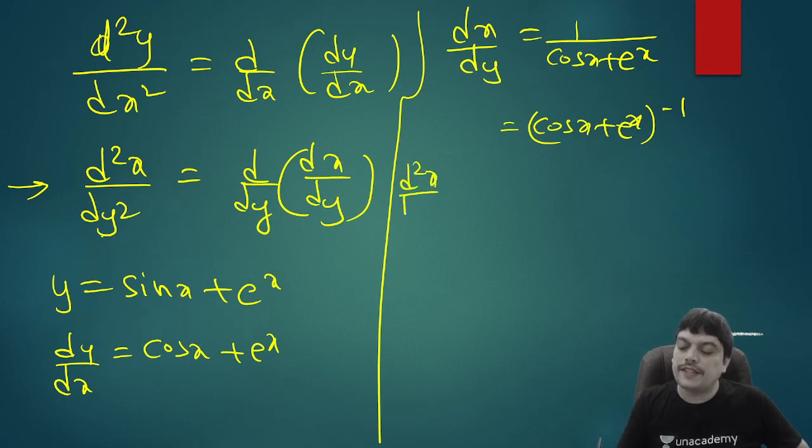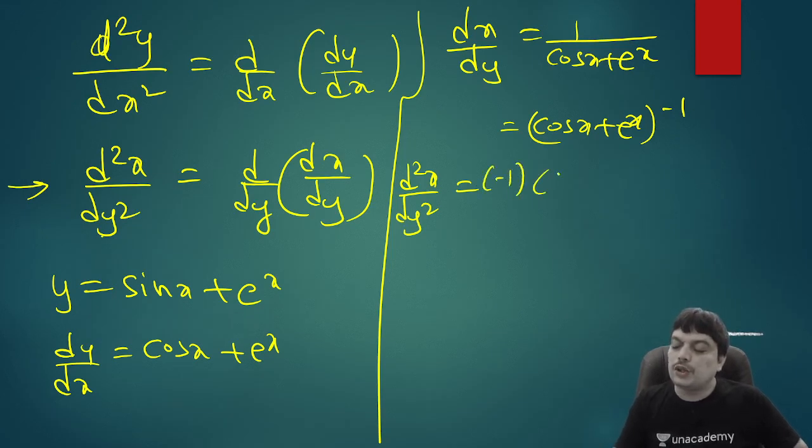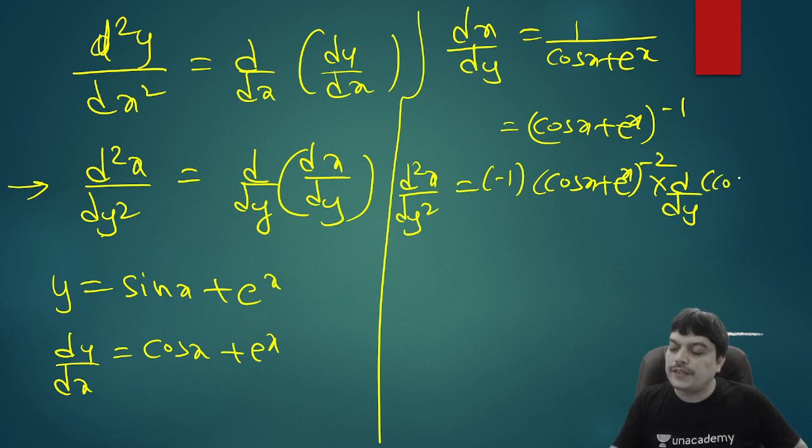So d square x by dy square equal to, when you're differentiating this, it is in the form of f of x power n. So write n into f of x power n minus 1. So minus 1 into (cos x plus e power x) power n minus 1, means minus 1 minus 1, minus 2, into derivative of cos x plus e power x with reference to y. So remember, it's not derivative with reference to x now, it is with reference to y. So d by dy of this. So we can also write this as minus 1 divided by this whole power minus 2, numerator is equivalent to writing square in the denominator like this.